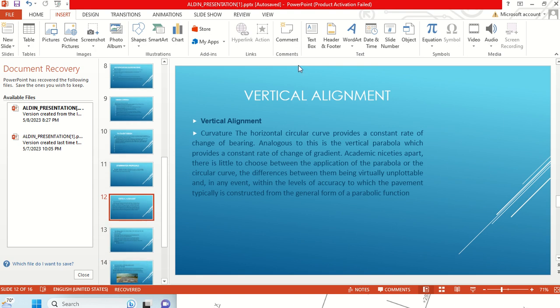Now we're going to look at the vertical alignment of this design, and we're going to look at the constant rates of change of bearing, and also the differences between being virtual and unplottable within the level of accuracy to which the pavement is typically constructed, from the general form of a parabolic function.